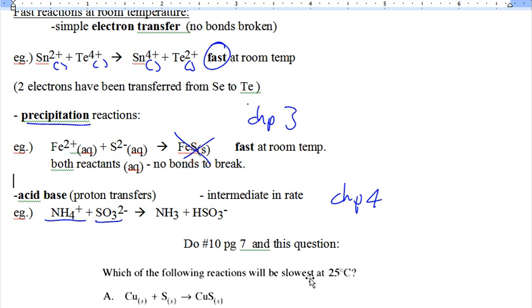Here's a multiple choice question for you, but I can't scroll down. That's frustrating. Oh, man.